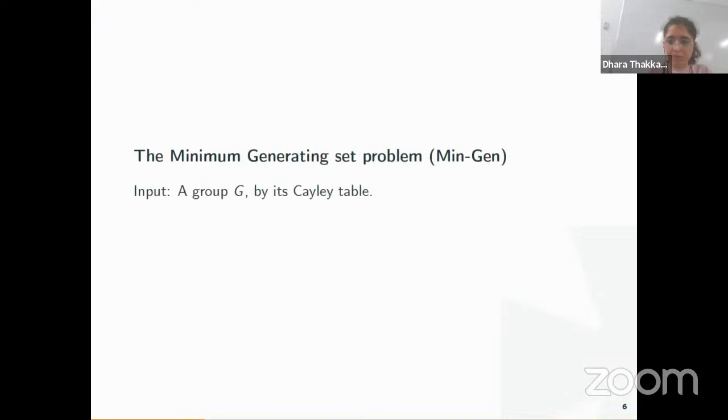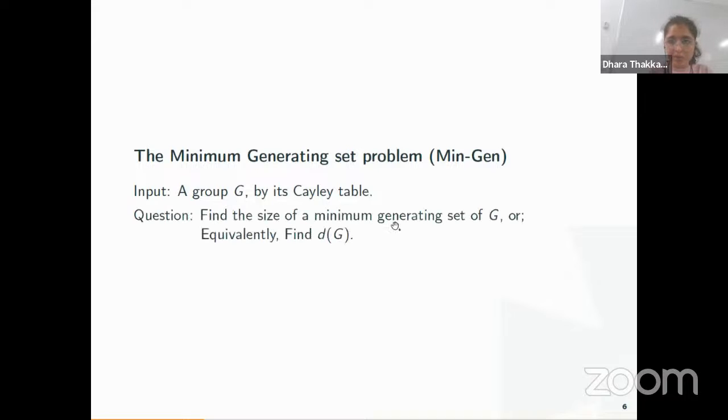So the problem is defined as follows. We are given a group G by its Cayley table, and the question is: can we find the size of the minimum generating set, which we denote by d(G)? So can we find d(G)? That is the question. So we want to find the size of the minimum generating set, that is d(G). But the algorithm that we have designed also finds one minimum generating set together with d(G).